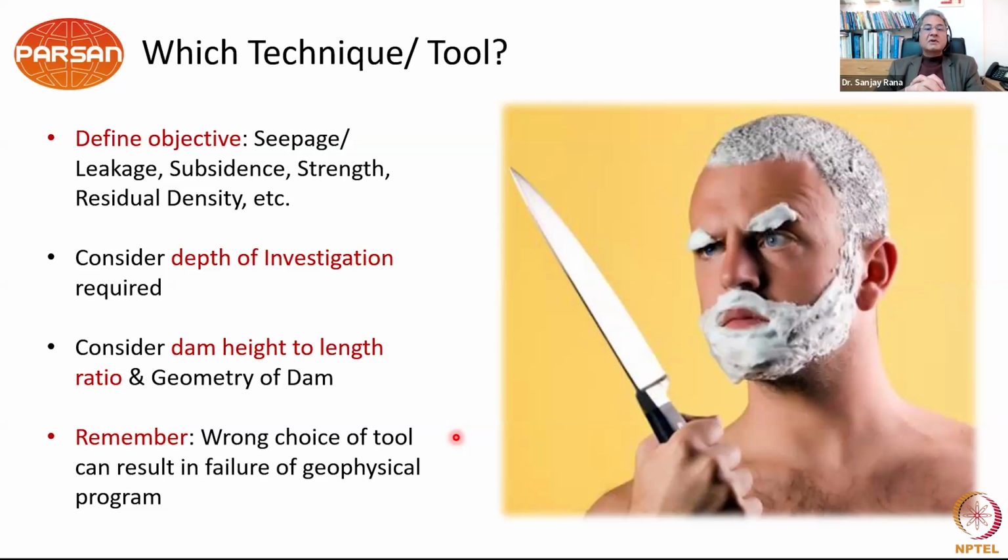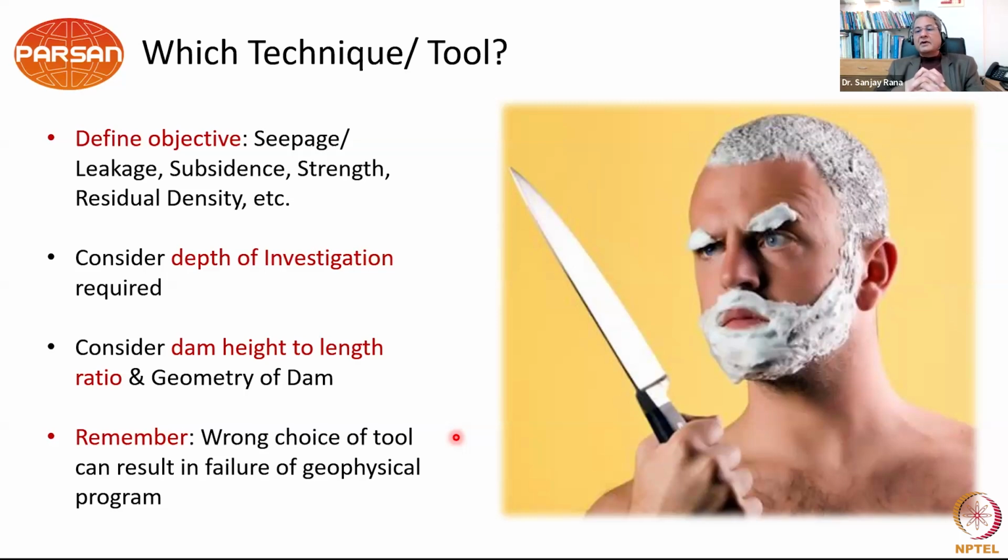Second is to consider the depth of investigation required. Dams can have different heights. Any dam more than 15 meters is, for example, categorized as a large dam. So a dam can be 15 meters, 30 meters, 50 meters, 100 meters, 130 meters. So depending on the depth of investigation, again, we have to choose which tool has to be used. Then consider dam height to length ratio and geometry of dam.